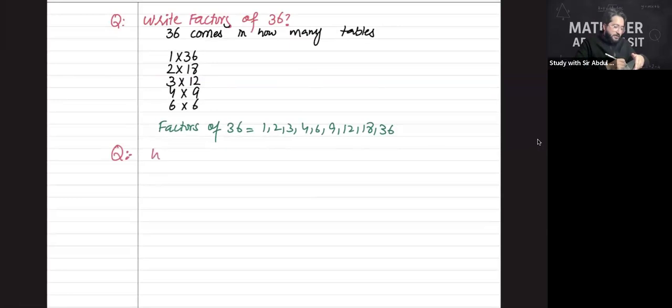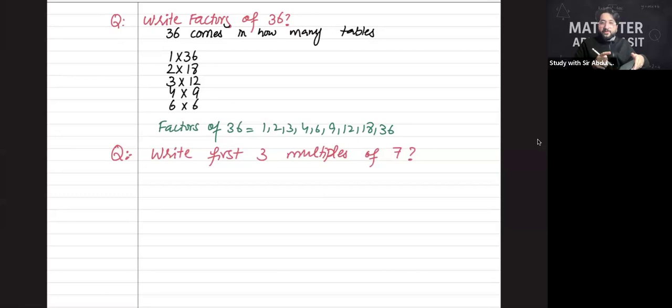They can ask you to write the first 3 multiples of 7. Do not get confused. The first multiple of 7 is 7 itself, so you cannot write 14, 21, and 28; you will lose your credit here. First 3 multiples of 7 means table 7. That's the hint in the question. So the answer is: the first 3 multiples of 7 are 7, 14, and 21. I hope all of you got the idea. Yes or no?